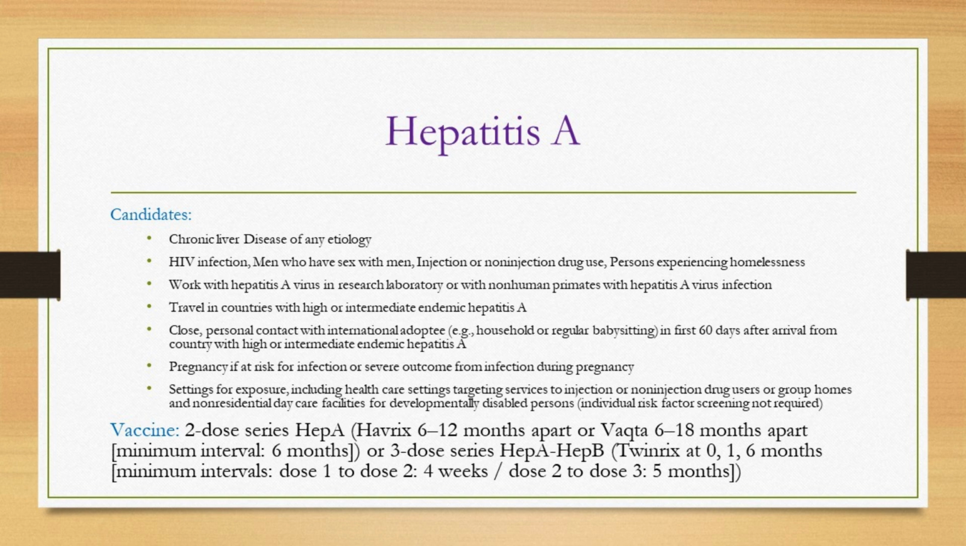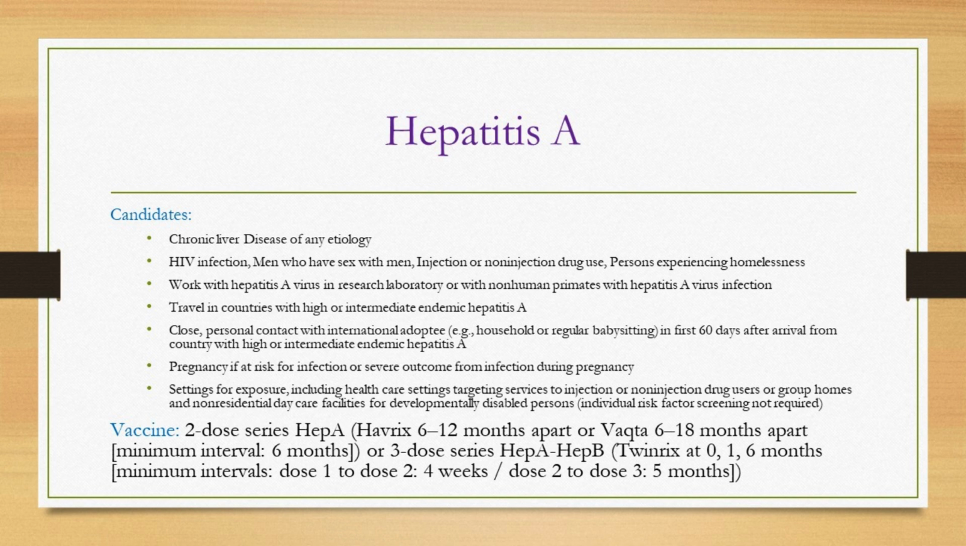persons who have close personal contact with an international adoptee, like household or regular babysitting in the first 60 days after arrival from a country with high or intermediate endemic hepatitis A, pregnancy if at risk for infection or severe outcome from infection during pregnancy, or settings for exposures including healthcare settings targeting services to injection or non-injection drug users, or group homes and non-residential daycare facilities for developmentally disabled persons.